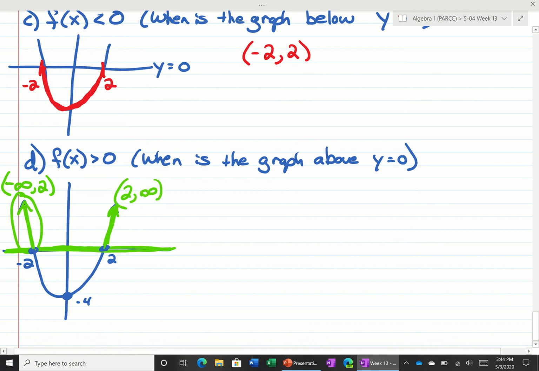So on what open interval is f of x greater than 0, you would say the open interval -infinity to -2. And we put a little union sign to say that that answer is being combined with the answer 2 to positive infinity. We'll finish this up tomorrow, and then you'll have your short quiz.